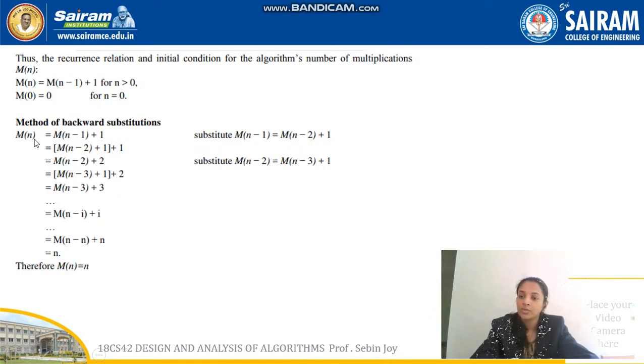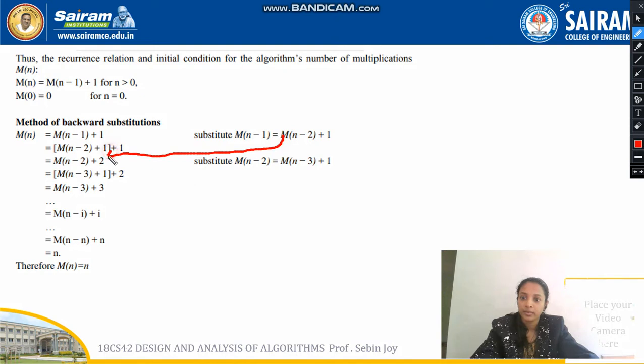Now substitute. How to substitute the values? M of n is equal to M of n minus 1 plus 1. Now we can substitute: what is M of n minus 1? M of n minus 1 is equal to M of n minus 2 plus 1. So substitute this value here. And this plus 1 is this plus 1. Now again, M of n minus 2 plus 2 you got from this.